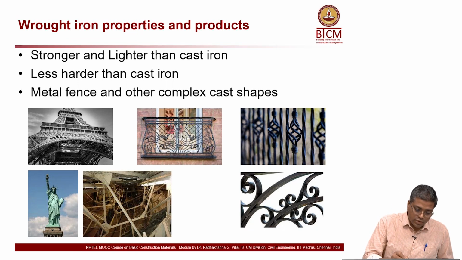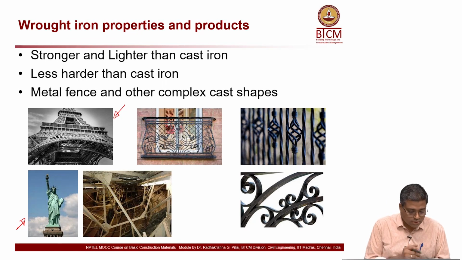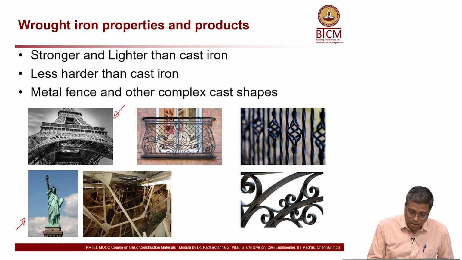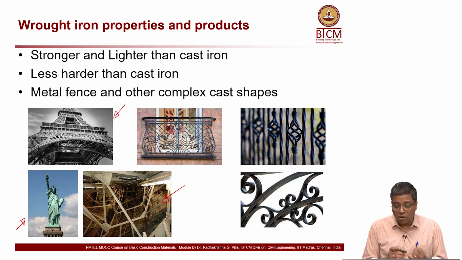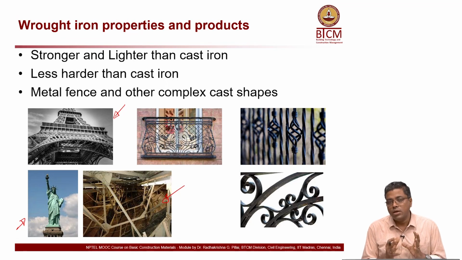One of the first and most noticeable applications of wrought iron is in the Eiffel Tower, and also in the Statue of Liberty. The frame inside, what you see when you look at the Statue of Liberty, the green shell is made of bronze or copper, but the inside frame is made out of wrought iron, because it has high strength and it is lighter. When you talk about these large structures, the dead load or the total weight of the structure also has to be minimized.